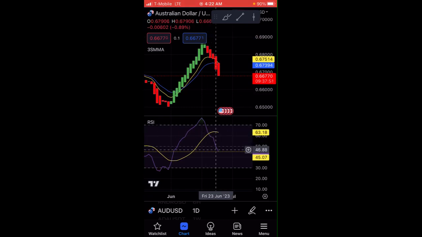I got in here, so I'm hoping that it goes down a little bit more. But what you want to do is come in right when it's crossing on the RSI. On the day. Do not do this on the smaller time frames. You do this on the day.